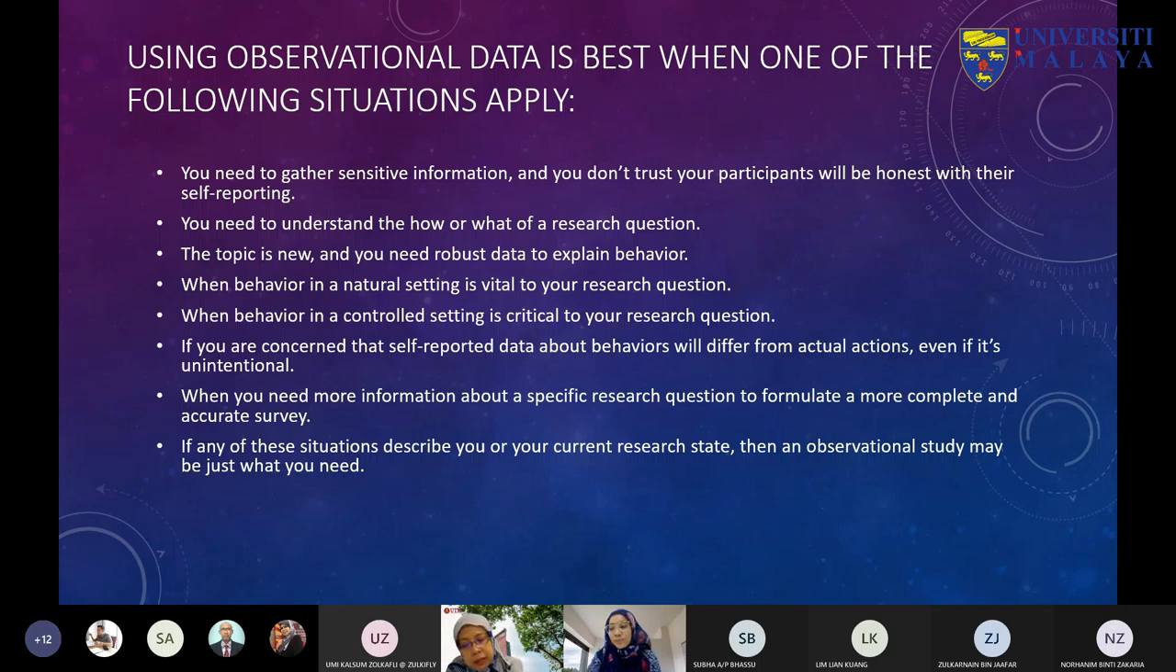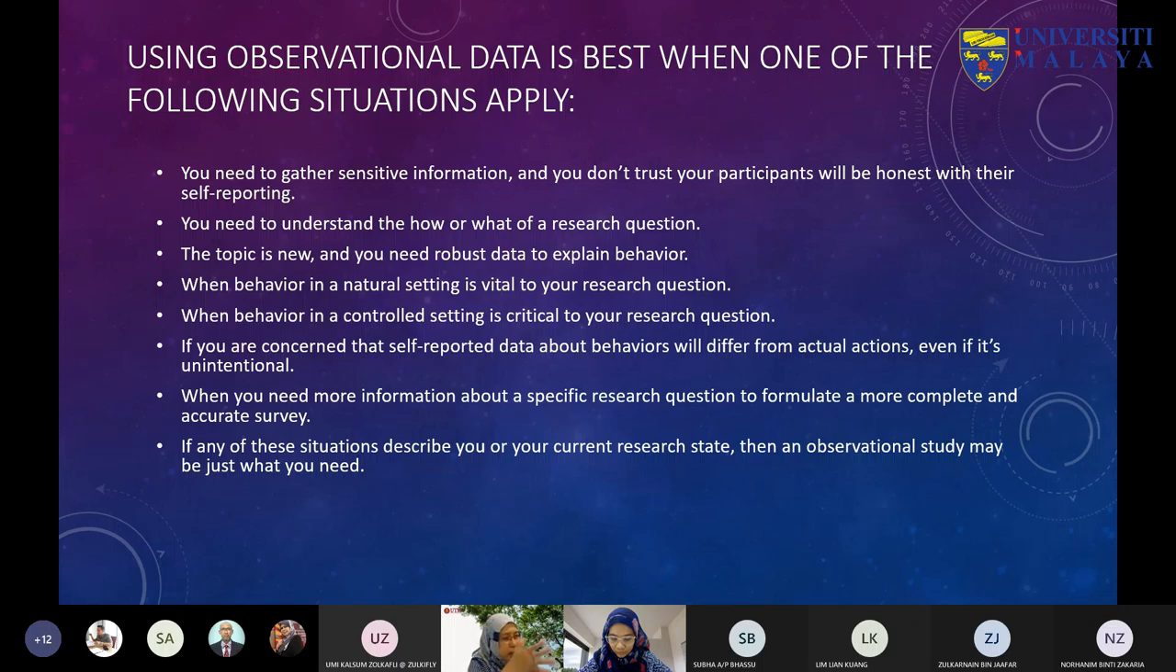Using observation data is best when you need to gather sensitive information which you don't trust your participant will be honest. Sometimes, although you undertake interviews, students say to me, "Doctor, I think the participant is lying to me." Are you sure? It's your responsibility, it's your job to interpret what it means. Because he keeps saying, "You know, I agree, but it is lots of problem, lots of issue." That means he doesn't agree. It is your job to interpret what it means through all the information that he or she gave you. Okay?